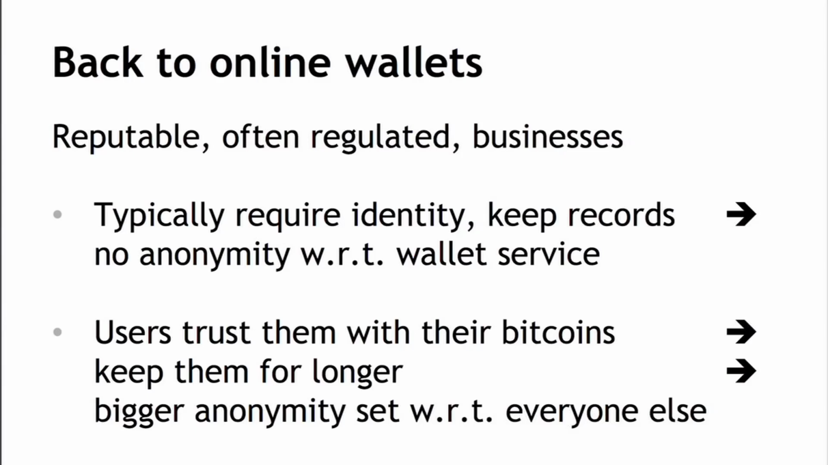And in fact, they will keep records. If they receive a deposit, they will keep the link between the identity and the Bitcoin address. If they move money around internally, they will probably keep records of all of that. And just because when you withdraw your Bitcoins, they come from a different address, does not mean that the online wallet does not know the link. That link probably does exist in their records and will exist for all eternity.